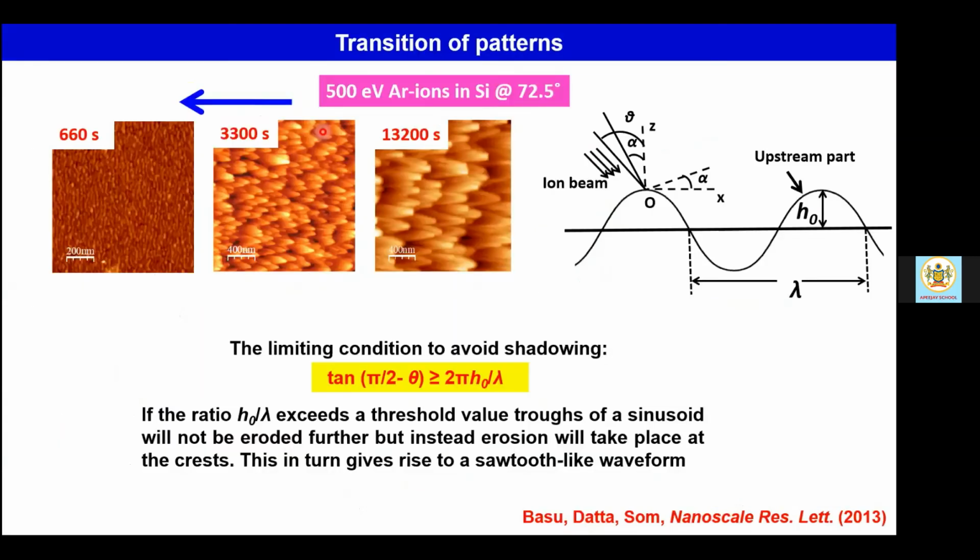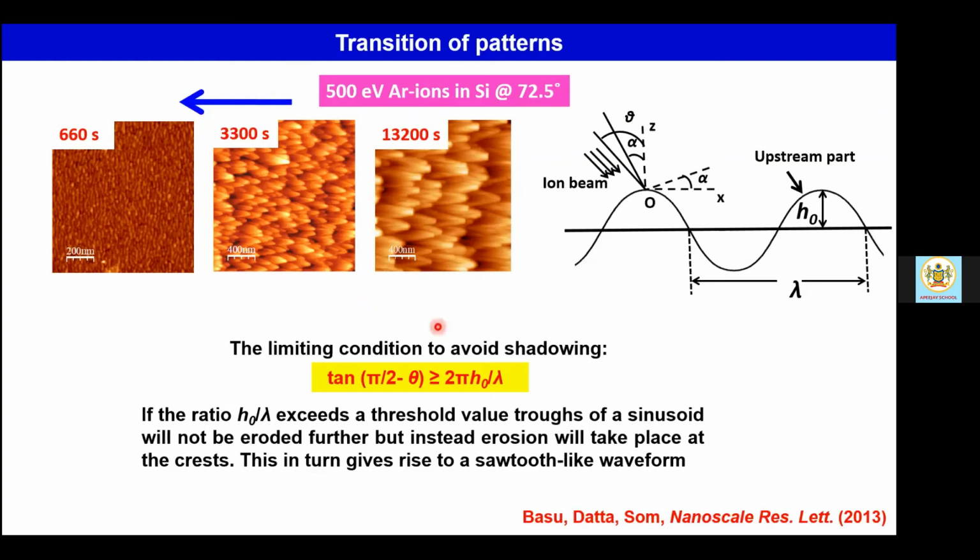Now, I showed you earlier that at a 72.5 degree angle of incidence, with 500 electron volt argon ions bombarding the silicon surface, the ripple patterns undergo a transition. In the linear regime, it was still ripples. But in the non-linear regime, at a much higher fluence, 20 times higher, or here 5 times higher, you can see it straight away.